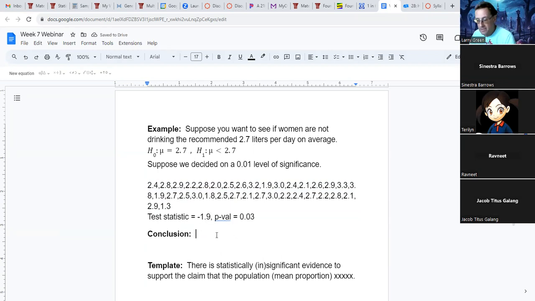So the conclusion is there is statistically, is it significant or insignificant? Which one? Evidence.